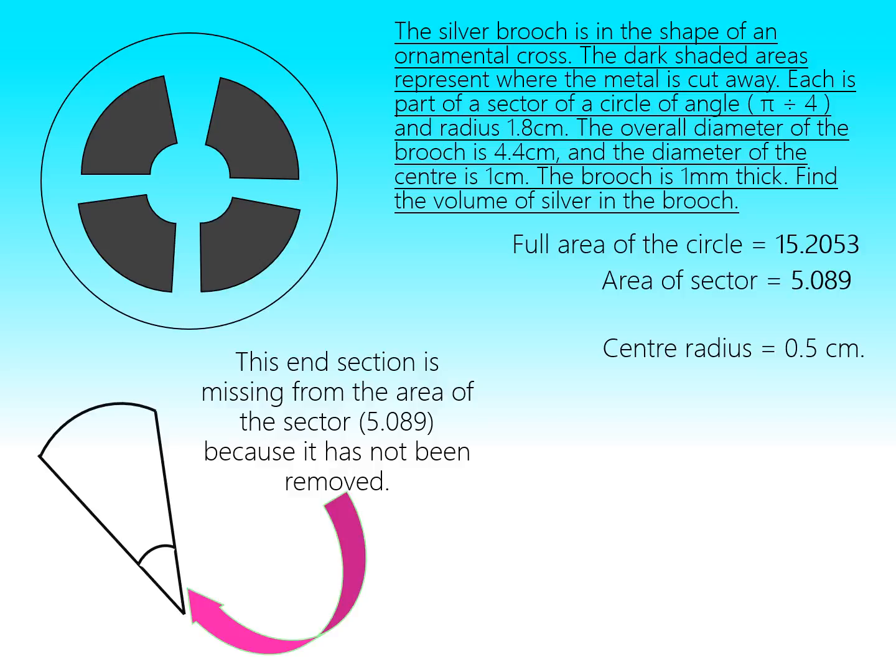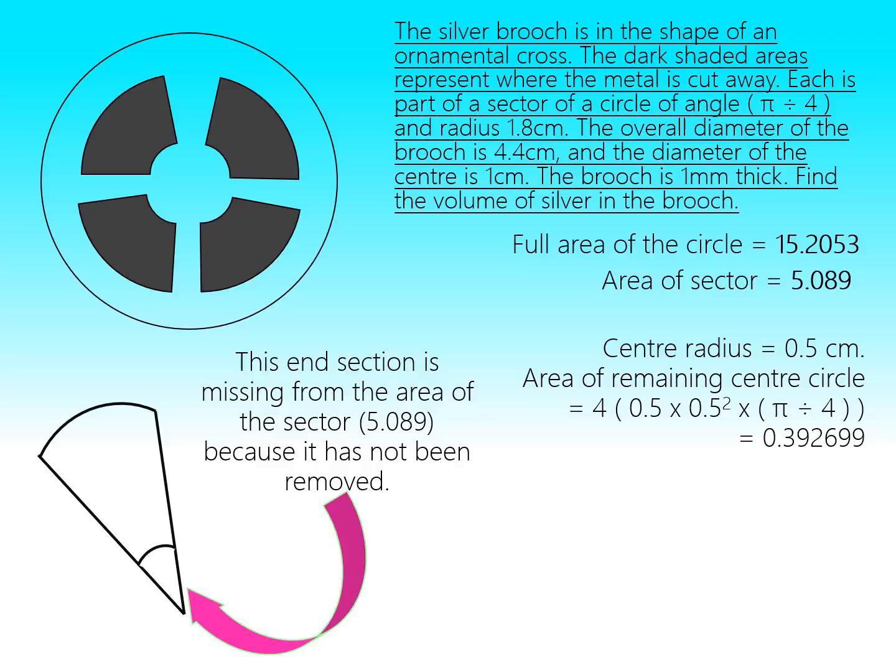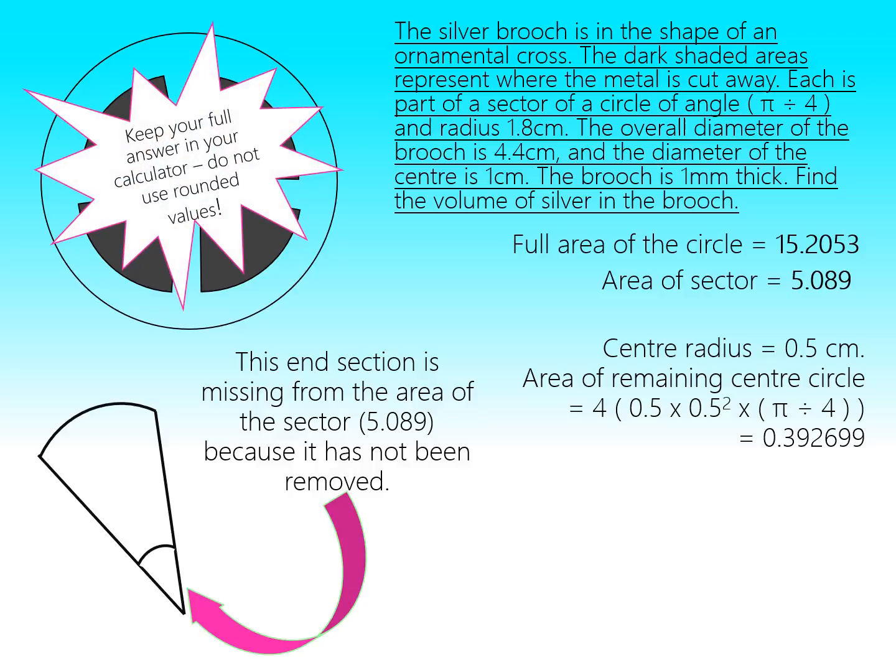So the centre radius is 0.5 because we divided the 1 by 2 to get the radius. The area of the remaining centre circle is 4, because there's 4 sections, multiplied by 0.5 squared, the radius squared, multiplied by pi/4, again taken from the question, which is approximately equal to 0.39. Remember to keep your full answer in your calculator. You should never ever use the rounded values that I have shown here.